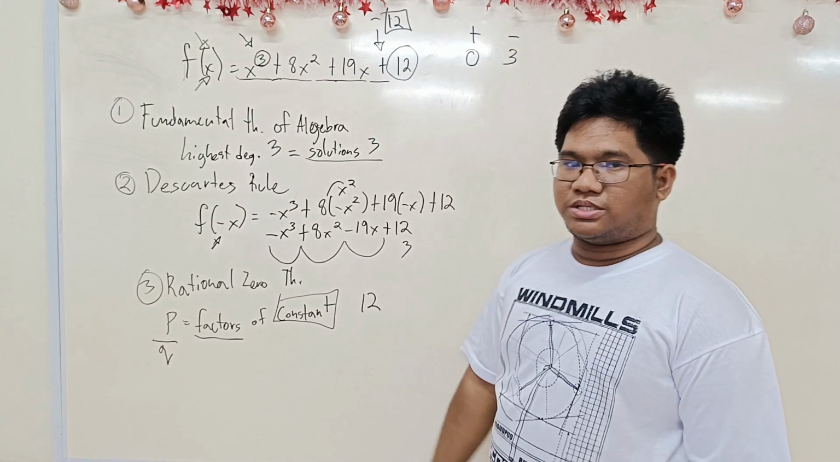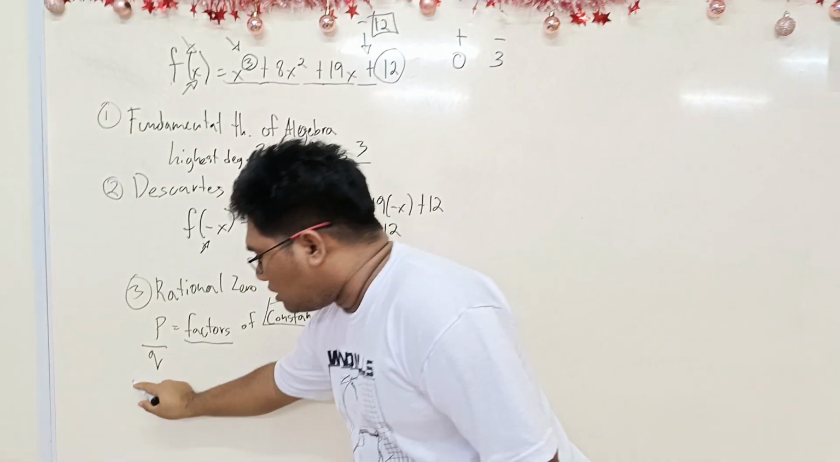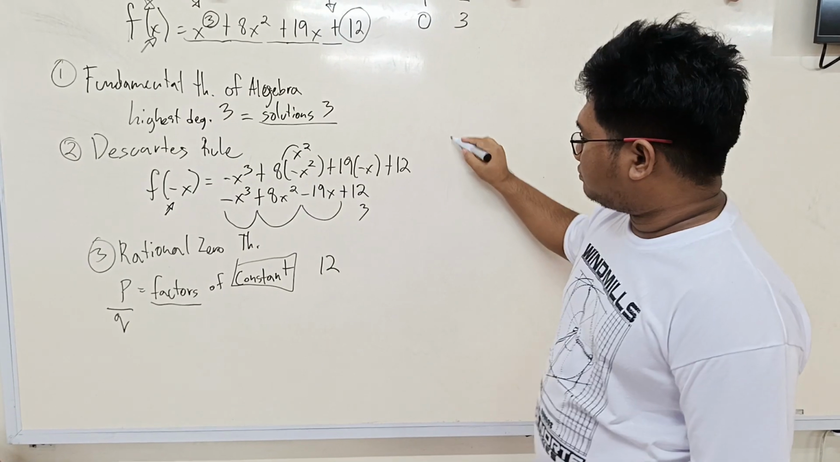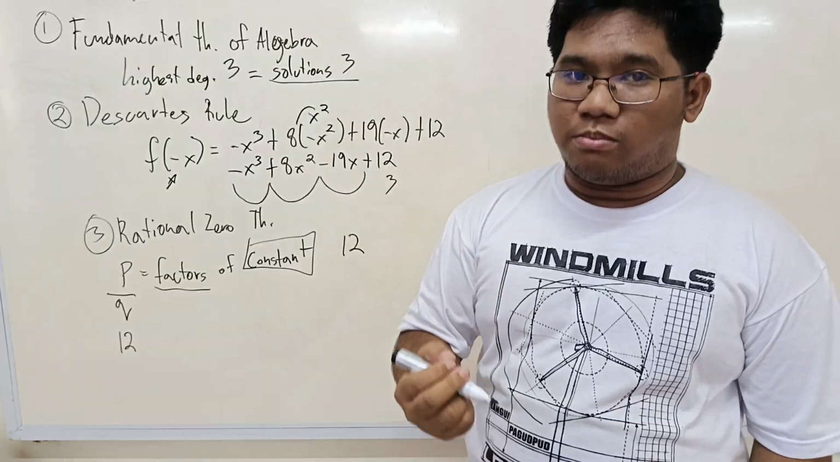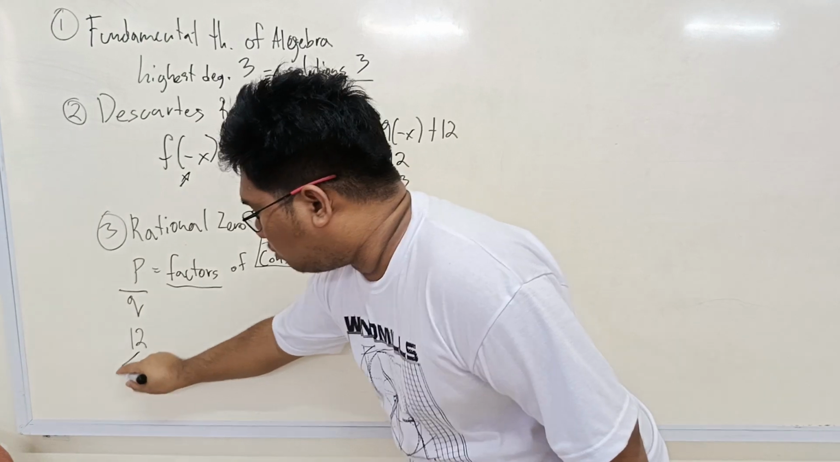Next, factors. What are the factors of 12? To do the factoring, mas madali kung ganito. Isulat natin yung 12. Dito na lang. 12. Ano ngayon ang mga factors of 12? Simula tayo sa pinakamaliit na number, which is 1. So we will have 1 and 12.